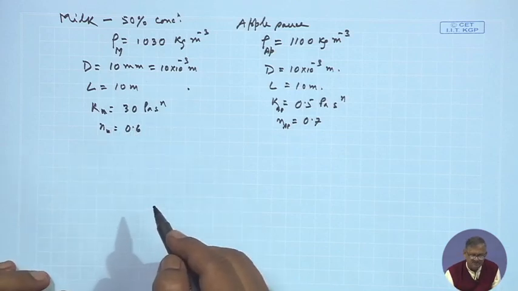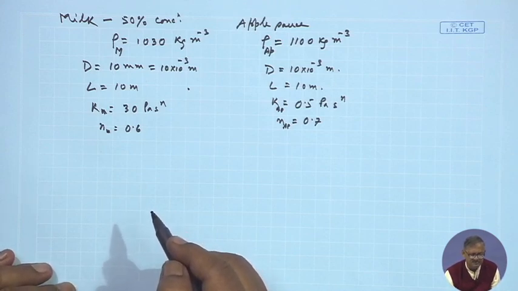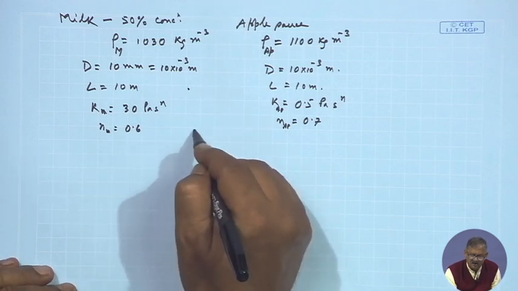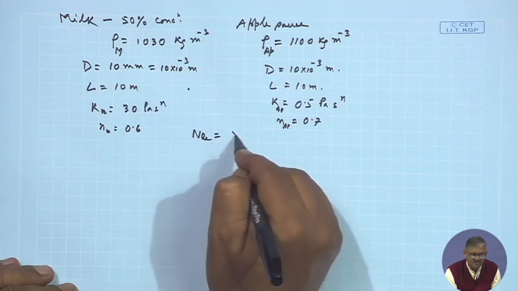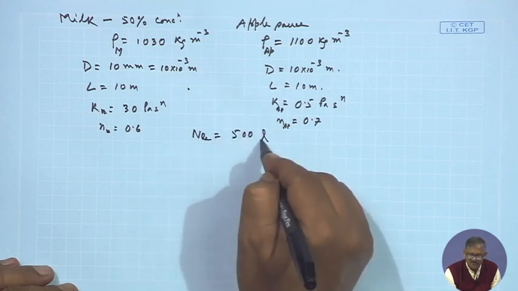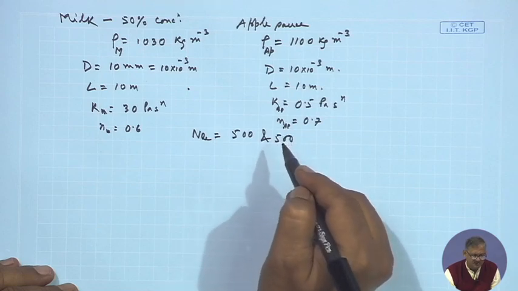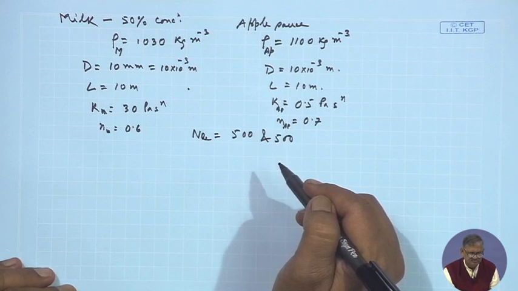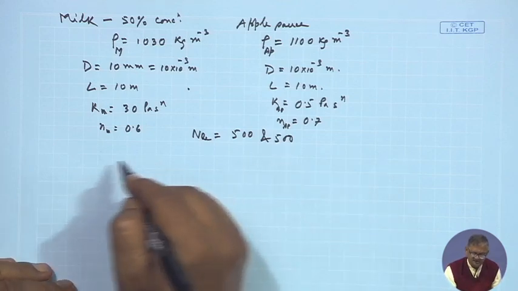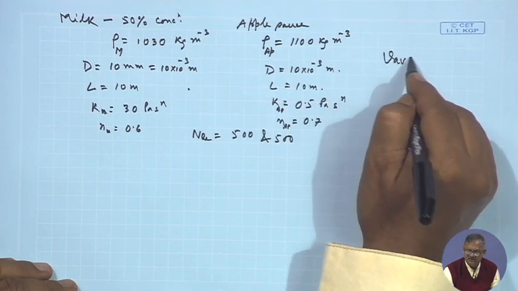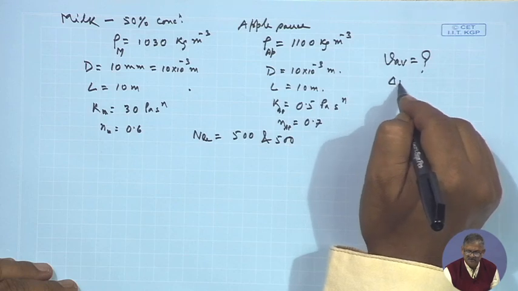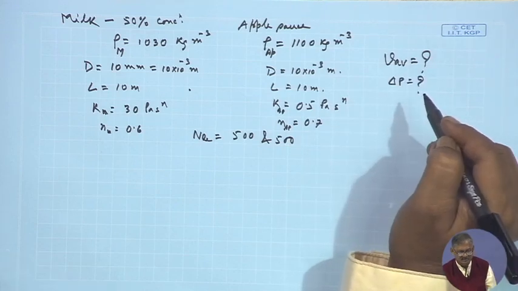Reynolds numbers for the two cases are 500 and 5000 for both the liquids. So, N Reynolds equals 500 and 5000 for both the liquids. Calculate the average velocity. So, what we have to find out is V average, how much, and the pressure drop delta P, how much.